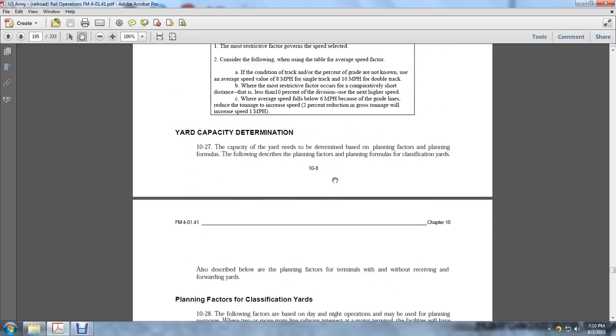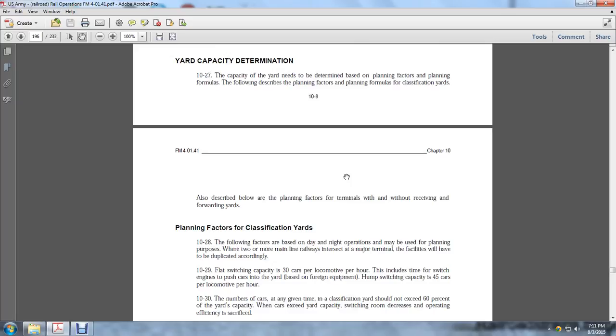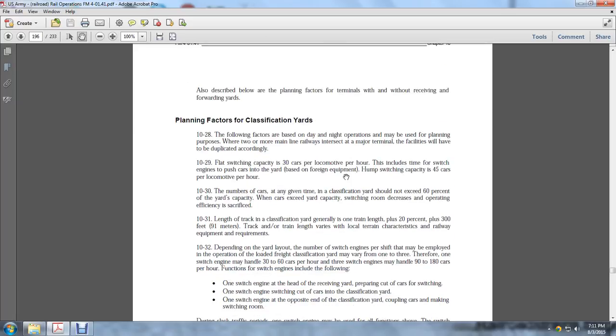Yard capacity. 1027. The capacity of the yard is determined based on the planning factors. Planning the formula. The following describes the planning factors. The classification of yards is described below. The determination of yards with and without receiving and forwarding. Planning factors. The classification of yards.